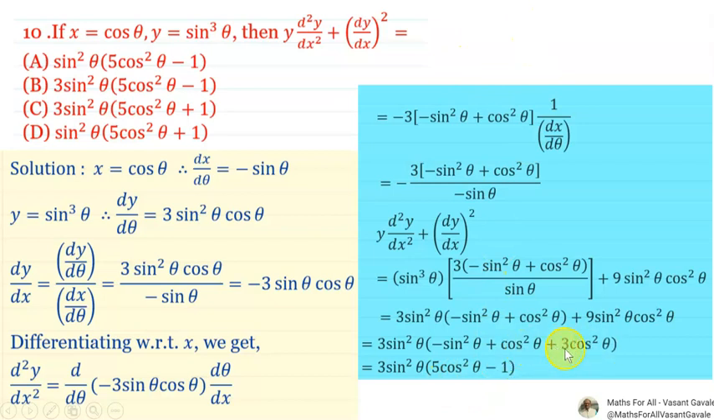That is 4 plus 1. Then you will get here 5 times cos square theta minus 1. Simply, you have to substitute the value of minus sin square theta, which is cos square theta minus 1. Then you will get here 5 times cos square theta minus 1. Okay. And hence, the answer is 3 sin square theta in bracket 5 times cos square theta minus 1.